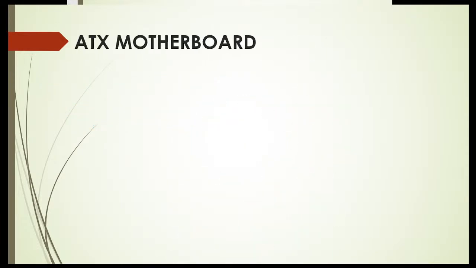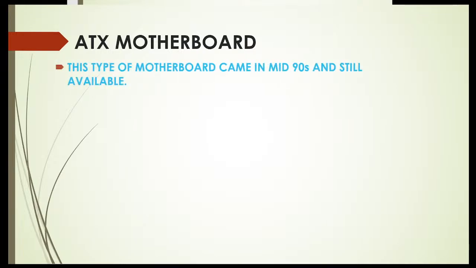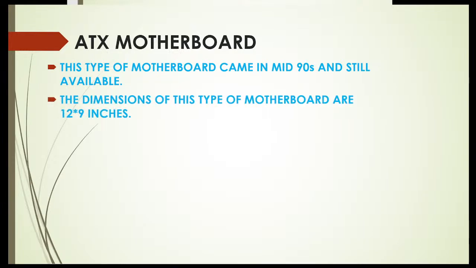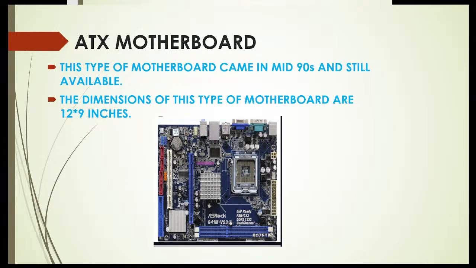Second is ATX motherboard. This type of motherboard came in the mid 1990s and is still available. The dimension of this type of motherboard is 12 into 9 inches. Diagram of this motherboard as you are watching in front of your screen.